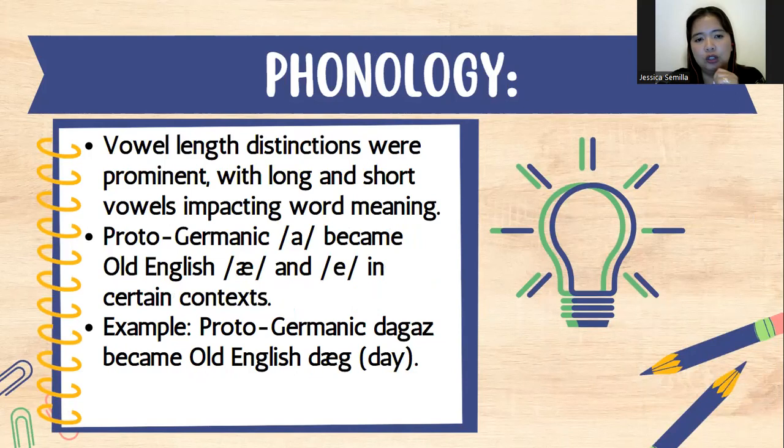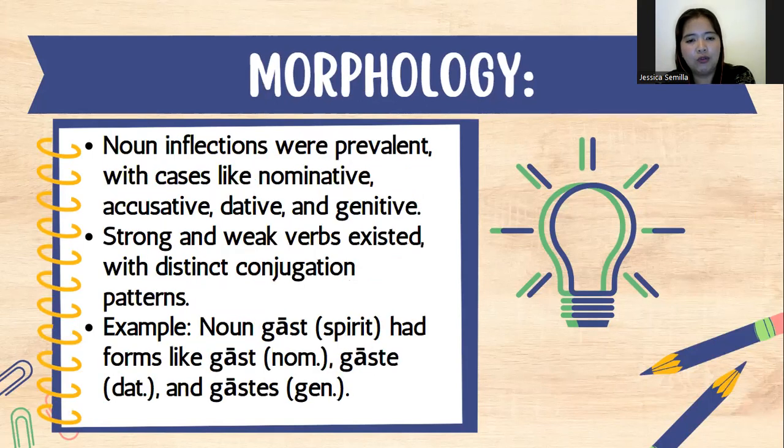Next one is the phonology. In phonology, vowel length distinctions were prominent already, with long and short vowels. What do you mean by long and short vowels? The short A sound and the long A sound. So the A is short, and the long vowel is the A, like in the word there, the day. Okay, so let's move on.